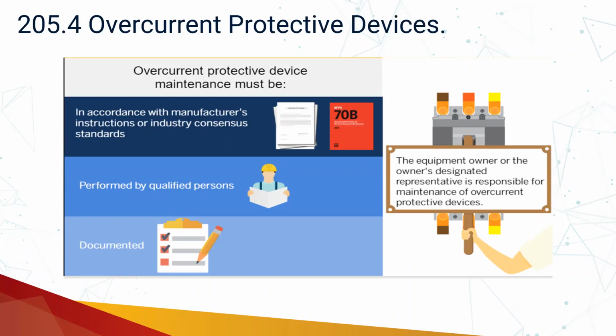So who is responsible for carrying out the maintenance? Either the equipment owner or the owner-designated representative, either the client himself who is the owner of the facility and the equipment, or if the client has outsourced this maintenance activity to other organizations, then they are responsible for carrying out those maintenance activities as well.